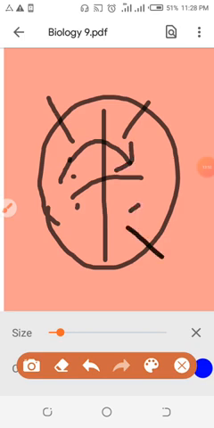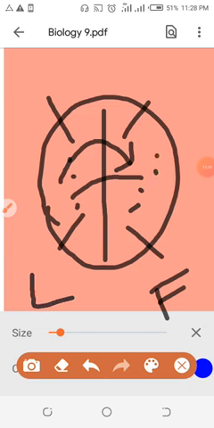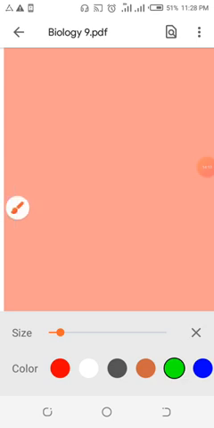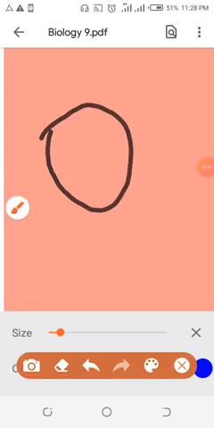This is a food vacuole, this is a lysosome, and food is digested here, meaning large molecules break into small molecules: protein changes to amino acids, fat changes to fatty acid and glycerol, starch changes to glucose, and that digested food will diffuse. So the food vacuole is so important. After digestion, after getting the enzymes from the lysosome, it will diffuse.